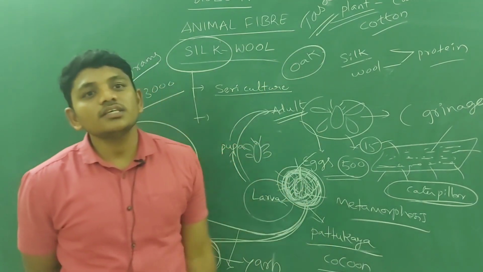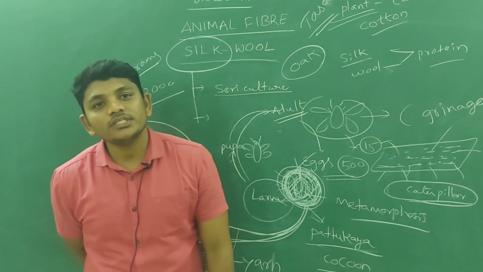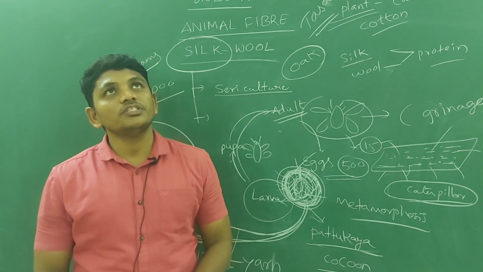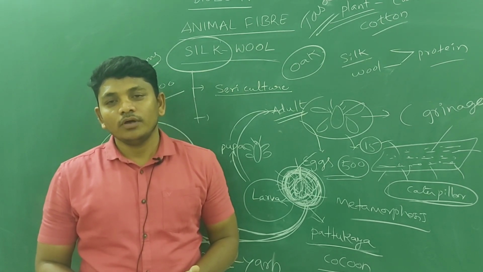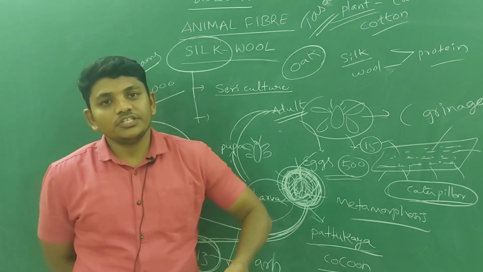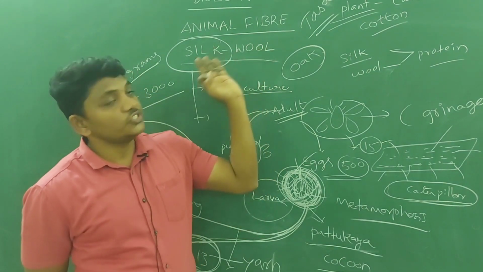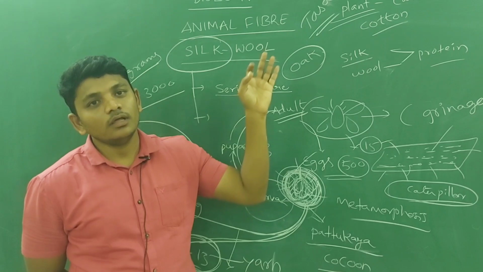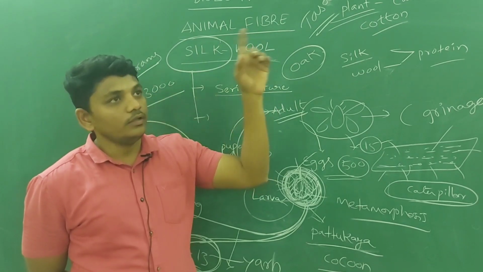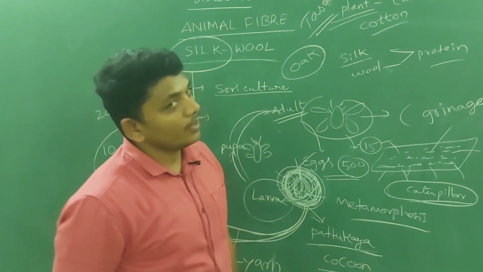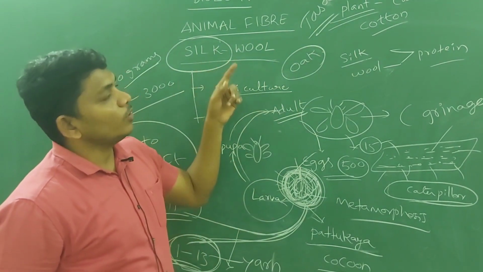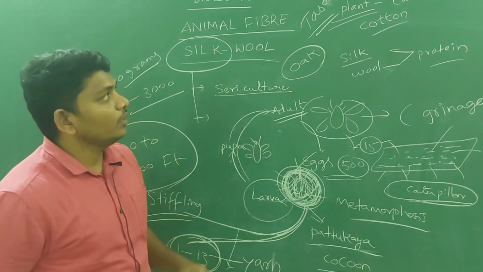Tassar silk is most famous in Andhra Pradesh, in some districts called Visakhapatnam, East Godavari, Adilabad. In these districts we can see tassar silk. Tassar silk is nothing but this silk. The plants are Terminalia plants on which the silkworm usually grows up, okay.